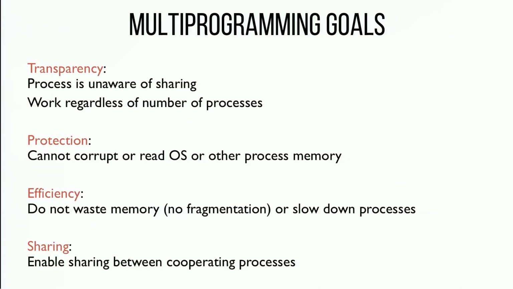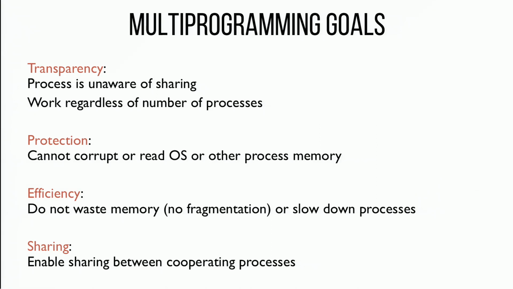Okay, so we want to provide real, true multi-programming, and there are a number of properties that we're going to want here. First, we want it to be transparent. We shouldn't have to do anything special in our process to make it share memory with other processes. It should work regardless of how many processes are running. We absolutely need to provide protection. It shouldn't be that one process can read or write the memory of the OS or any other process in the system. That would be bad if you could steal secrets from another process.